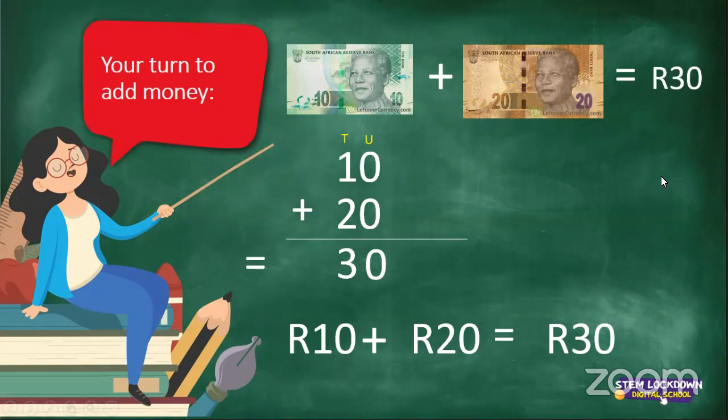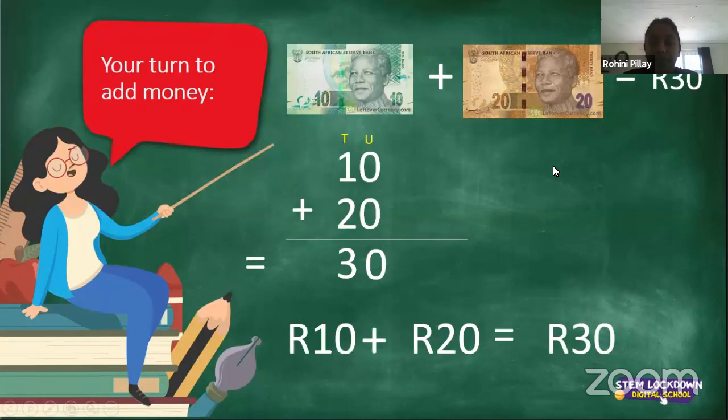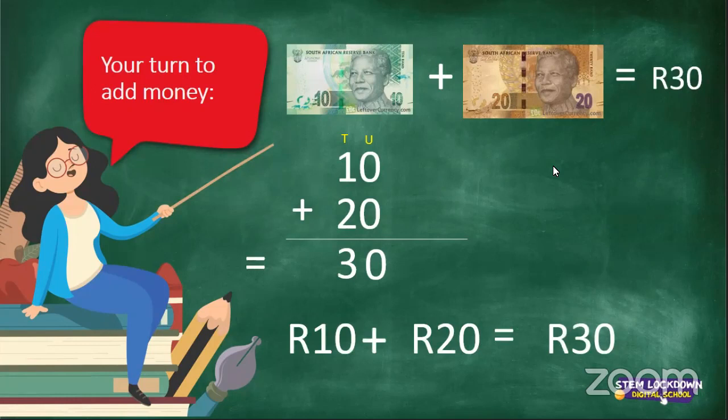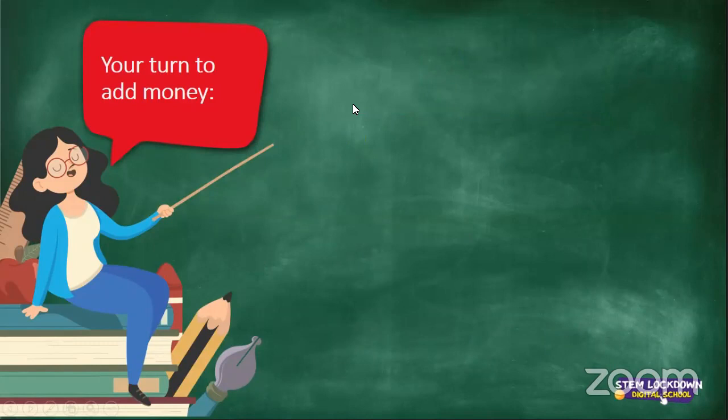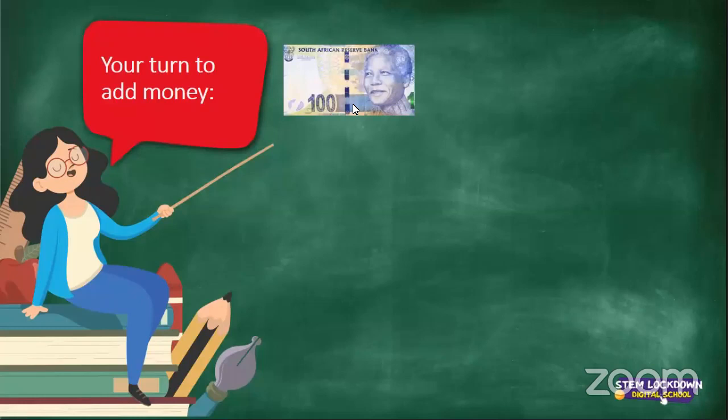Raise your hand if you are done. Good, George. Well done. Raise your hand if you're done. Good. Now it's your turn. You are going to do this by yourself. Are you ready? What note is this?